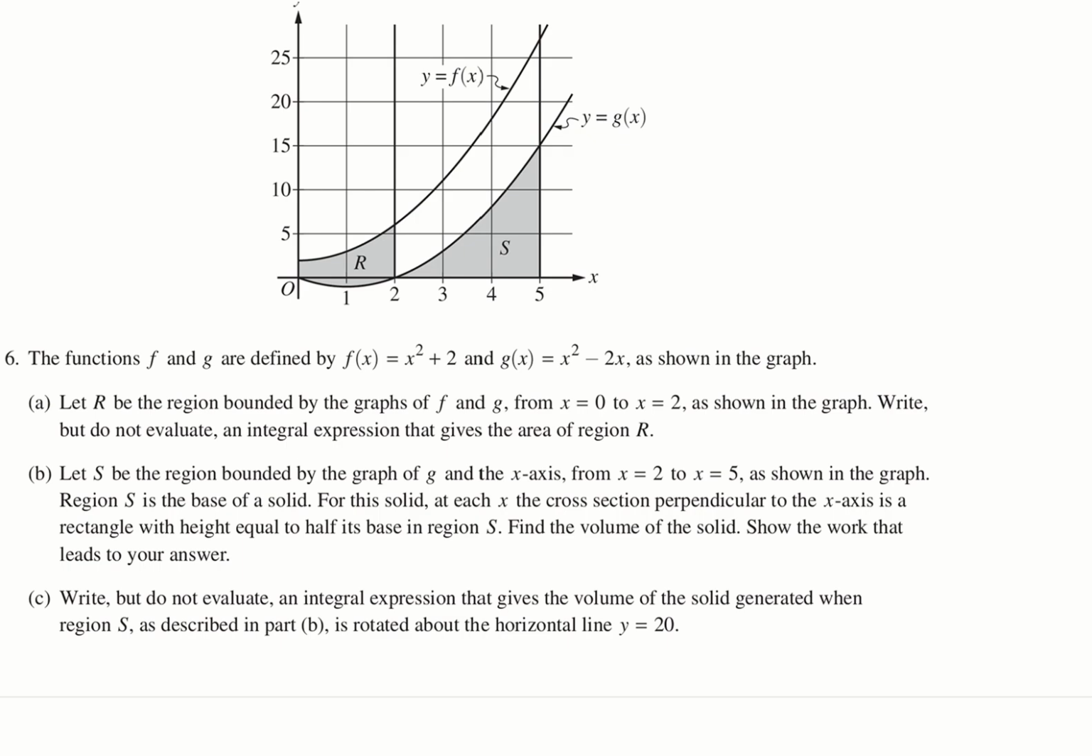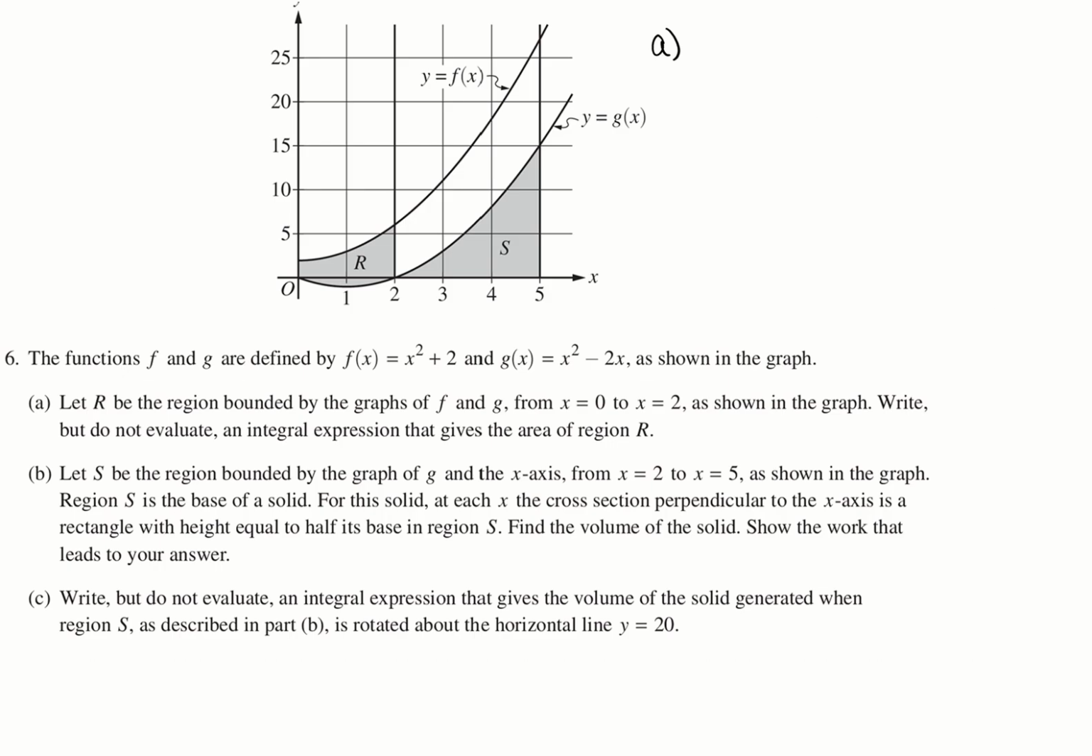All right, last one, question 6. We have two functions, f and g. They're graphed for us, and we have their expressions. They're both parabolas, as you could tell by the equation and the graph. R is the region bound between f and g, going from 0 to 2. And we want to write but not evaluate an integral expression that would model this.